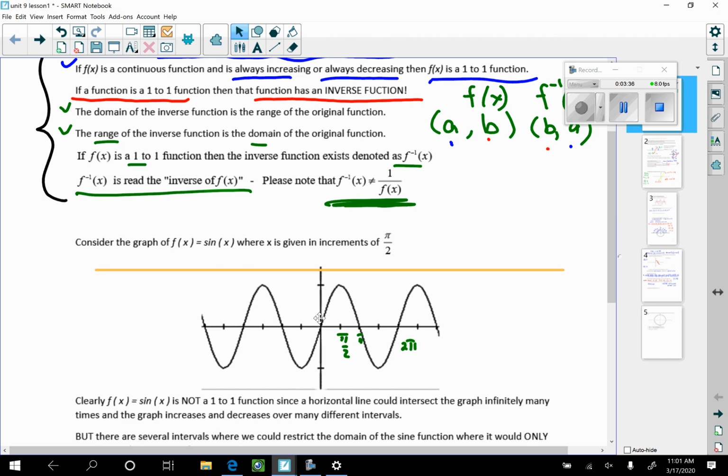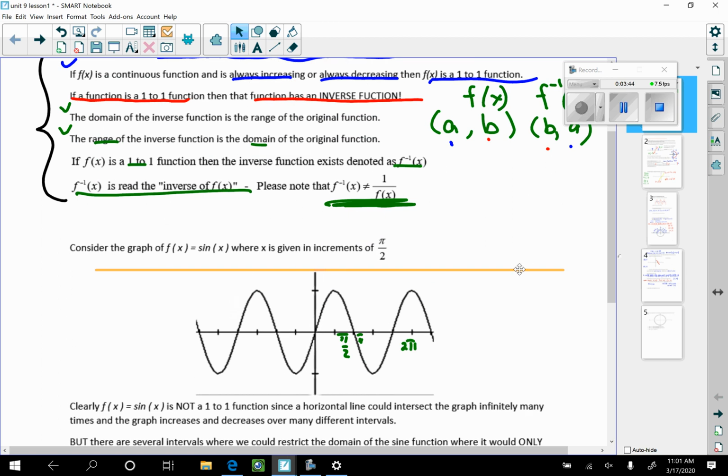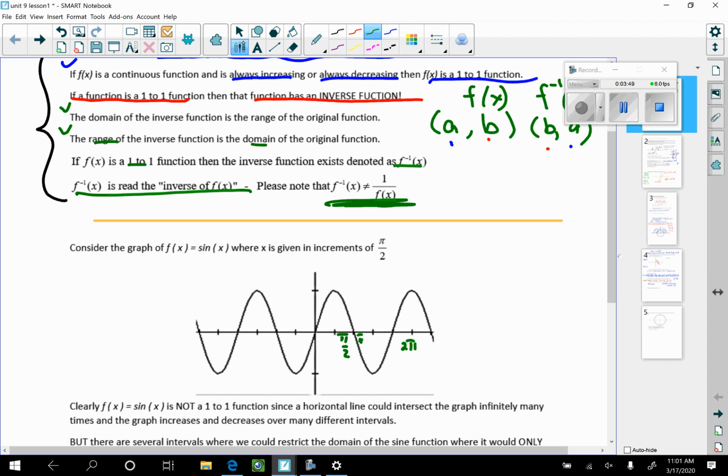We graph sine of x, and all of us were able to graph sine of x quite nicely. I want to grab that horizontal line. We know, all of us did this very well, that the sine graph starts at 0, goes min, 0, max, 0, min, 0, max, 0, min, 0, max, and goes on infinitely. And if I go to the negative x's, it's the same thing: min, 0, max, 0, min.